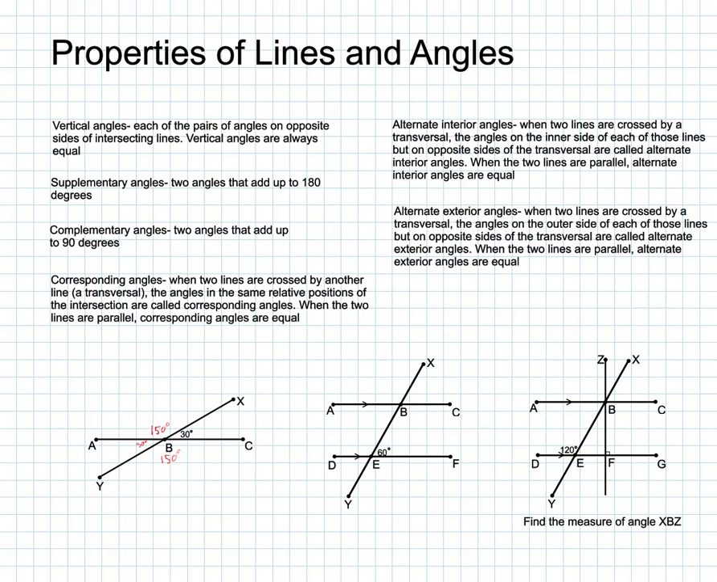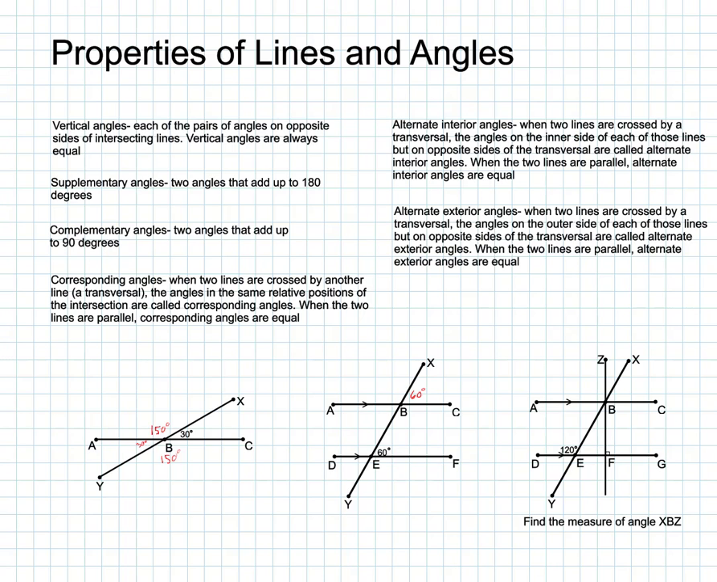When two lines are crossed by another line, called a transversal, the angles in the same relative positions of the intersection are called corresponding angles. When the two lines are parallel, corresponding angles are equal. If we look at the middle figure, we can see angle BEF and angle XBC are corresponding angles. And because line AC and line DF are parallel, this must mean that angle XBC is 60 degrees.